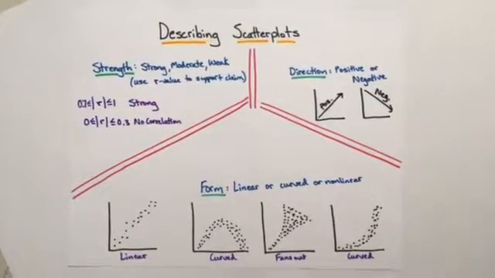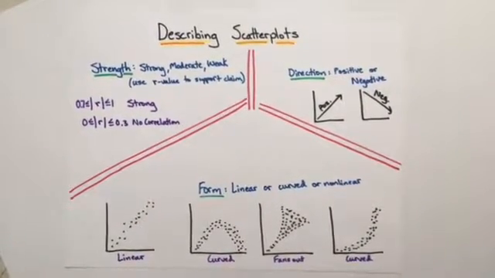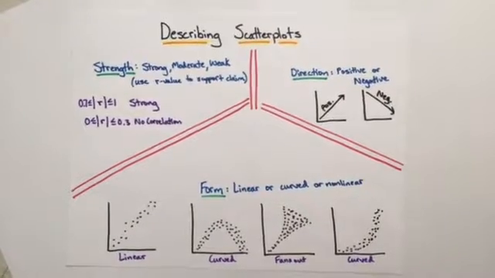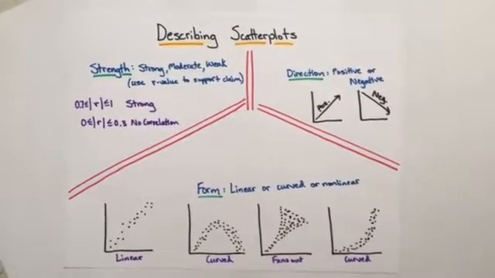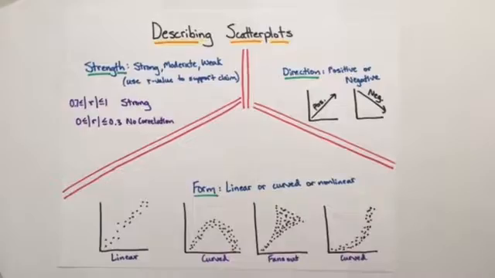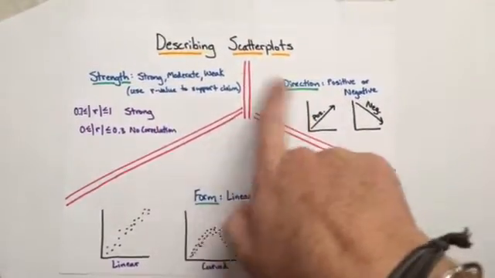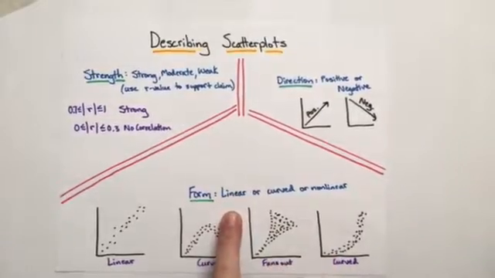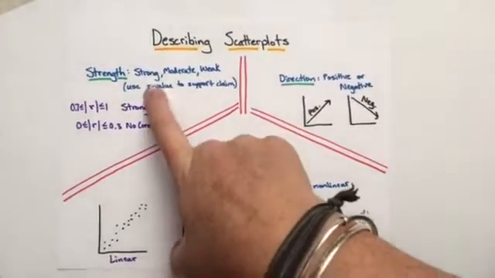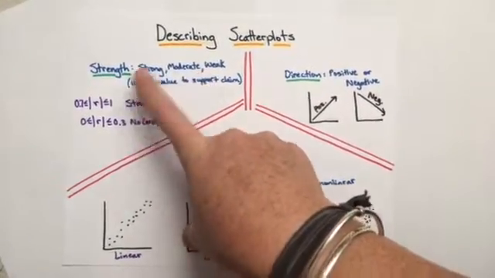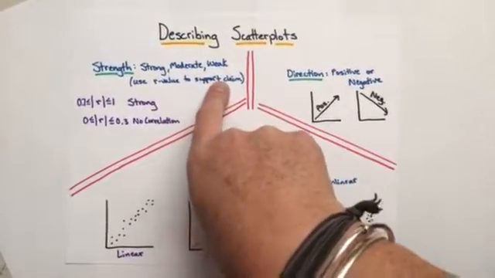Let's talk for just a few minutes about how we describe scatterplots. Describing scatterplots is different than when we described distributions in Unit 1. Describing scatterplots, we want to focus on three main parts: the strength, direction, and form. So for strength, we talk about strong, moderate, or weak. And we use the R value to support our claim.